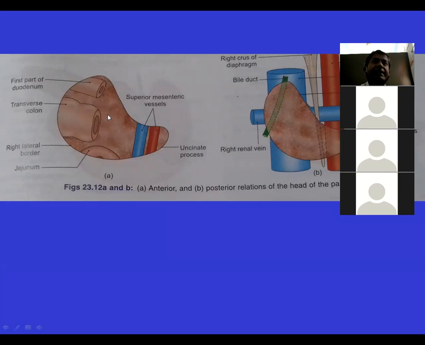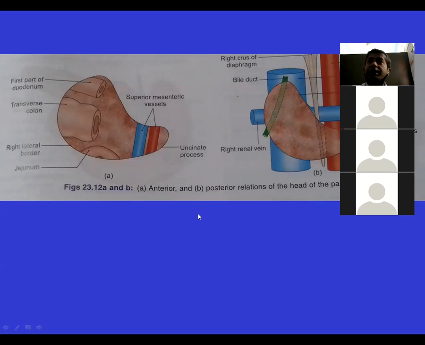So this anterior surface is related with the first part of the duodenum, transverse colon and the jejunum. Okay, and the posterior surface is related with the right crus of diaphragm, then the inferior vena cava, bile duct, and the renal veins, right? So you can see here these renal veins, they are terminating into the inferior vena cava. So these are the posterior relations.